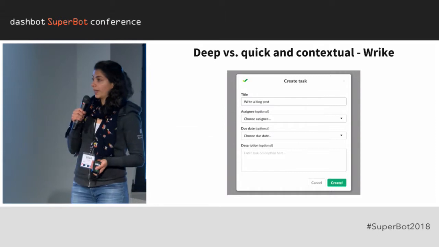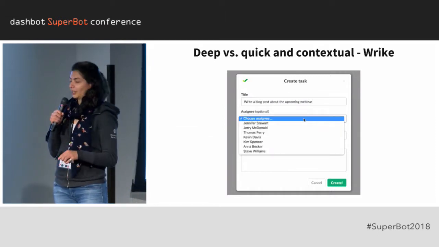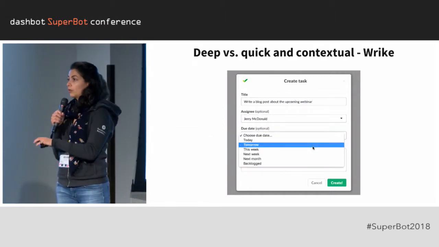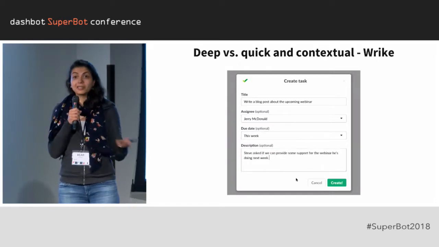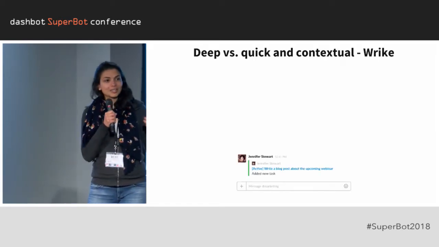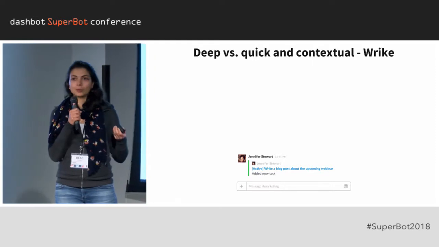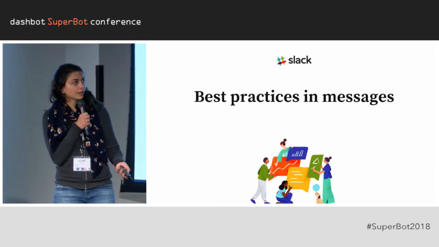In a similar way, Wrike is a task management tool that you can invoke through a slash command and quickly create a task. Actually completing the task probably happens somewhere else, but the task creation and the task management can happen quickly inside Slack with the dialogue.